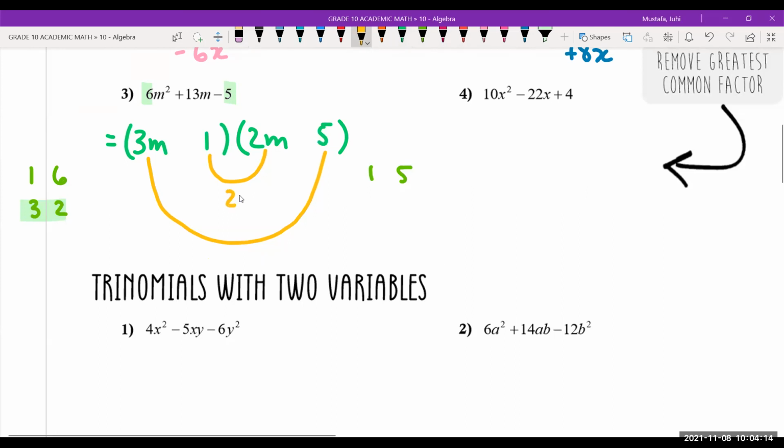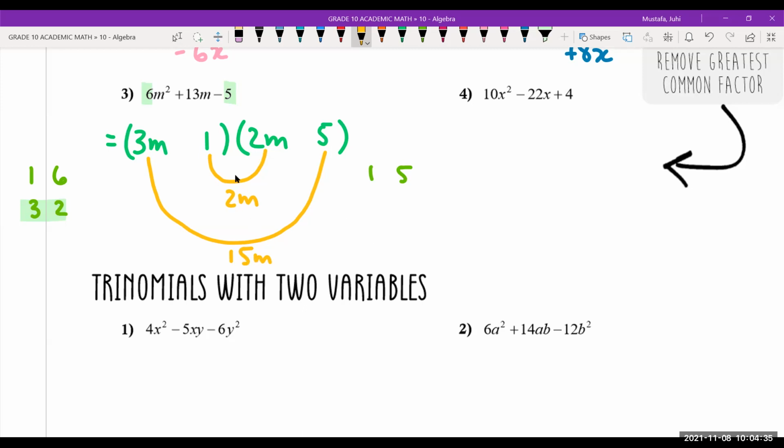1 times 2m is 2m. 3m times 5 is 15m. And by the way, I had purposely misled us down the wrong path because I just wanted to show you that for questions like this, it's totally fine to erase a few times and try different numbers. That's why it's called guess and check. So you may not get the answer right away.